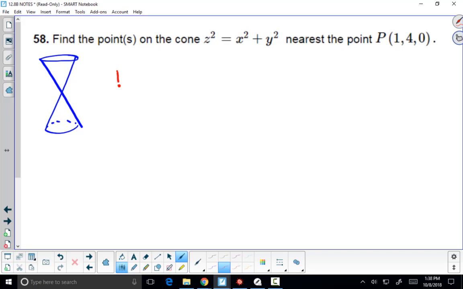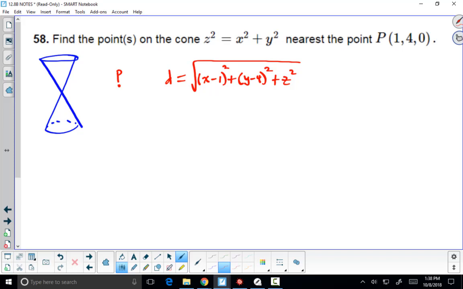There's our point P. So what we're going to do is define the distance between the point and the cone. The distance would be the square root of (x minus 1) squared plus (y minus 4) squared plus (z minus 0) squared. So that's our function. That's a function we want to minimize, so we would have to do the second partials test on that. There's a big square root. We'd have to partially differentiate that and then partially differentiate it again.